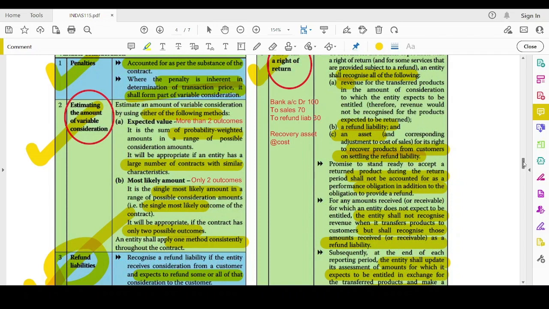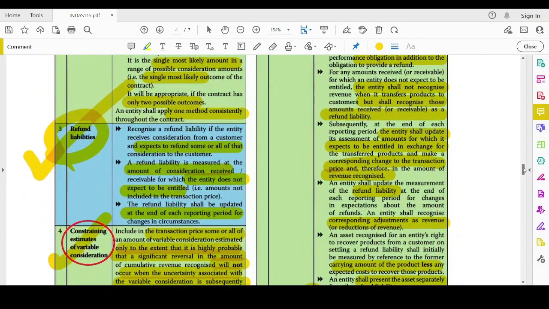If there are only two outcomes, for example, if I know I can make this 1 lakh performance bonus with 90% certainty, or I'm 10% doubtful and may get a zero bonus, then the most likely amount, that 1 lakh, is used since I have only two outcomes. So the single most likely amount will be treated as the variable consideration, and the entity should apply only one method consistently throughout the contract. Then moving on to the third one, refund liability.